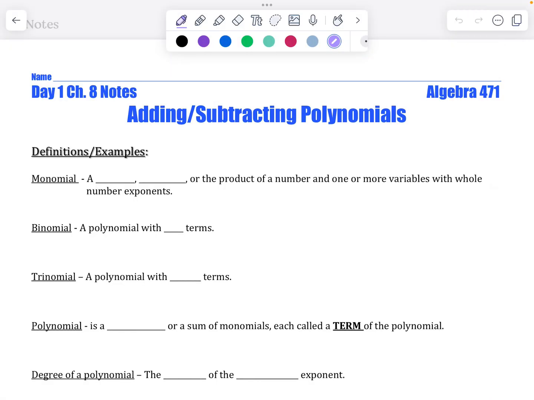All right, so today we're officially going to get into chapter 8, all about polynomials. Overall, we're going to go first through some definitions, because before we get into polynomials, we have to get in some terms before we get there. So our first definition is going to be a monomial.